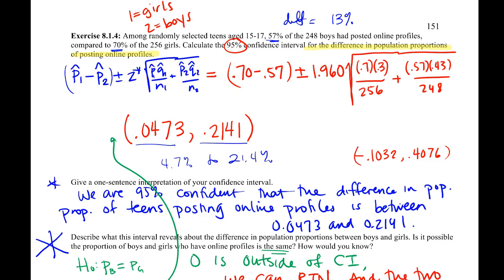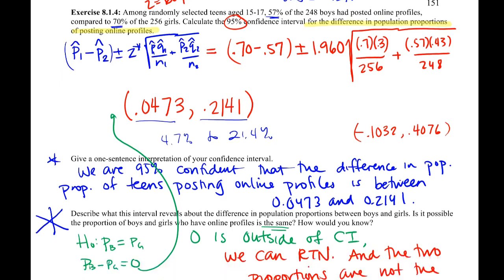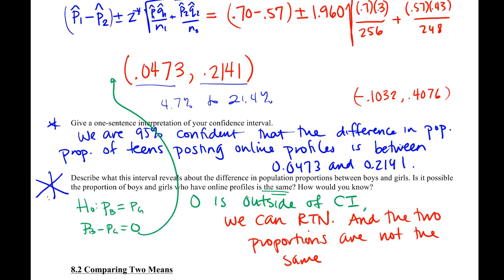If we wanted to actually take our confidence interval, we're 95% confident that girls are going to have 4.7% to 21.4% more online profiles than boys. And that's sort of where we're going. Now, what we care about here is step 2. What does this interval reveal about the difference? Is it possible that the proportions are the same?